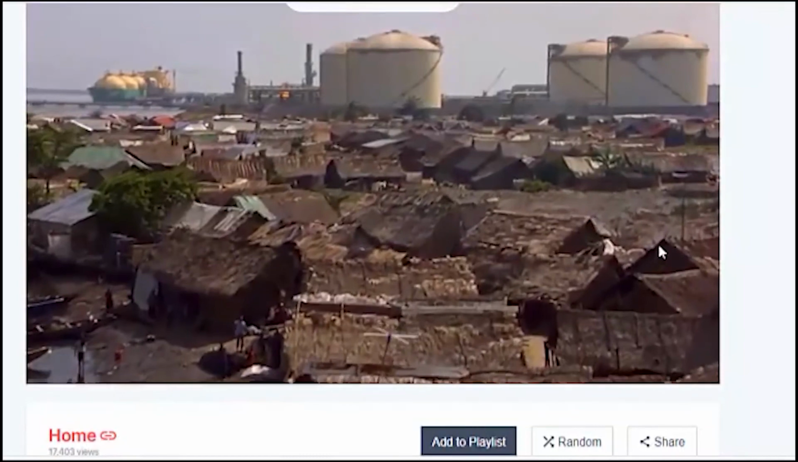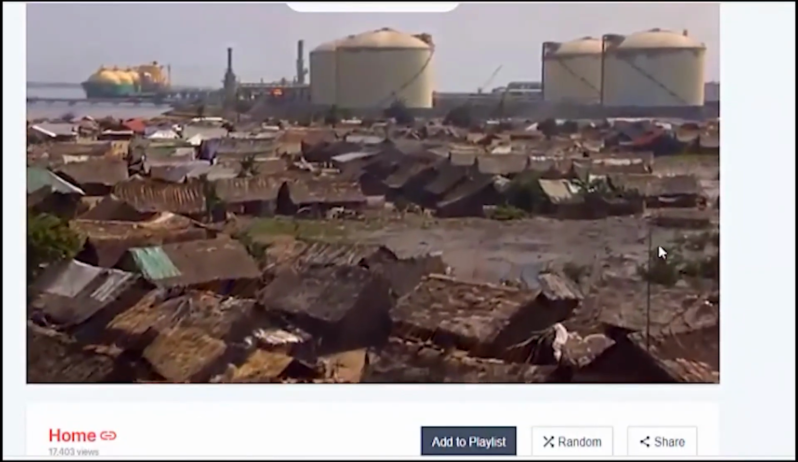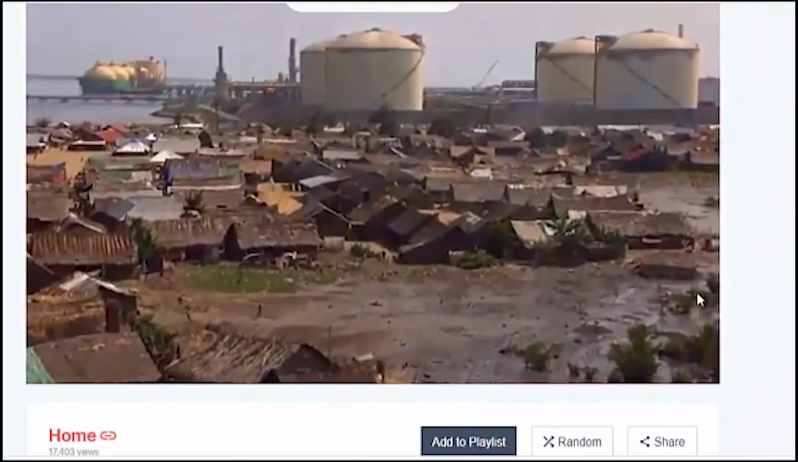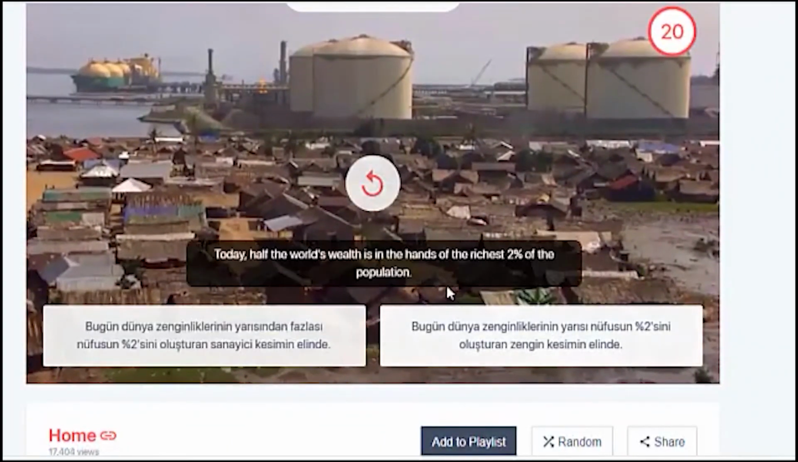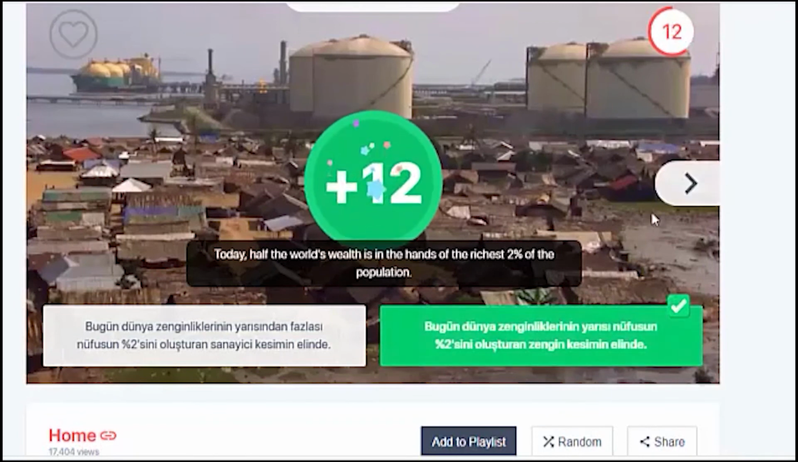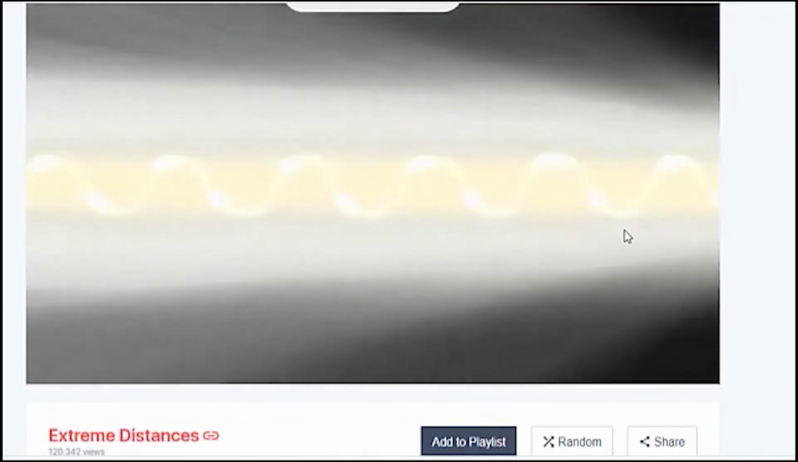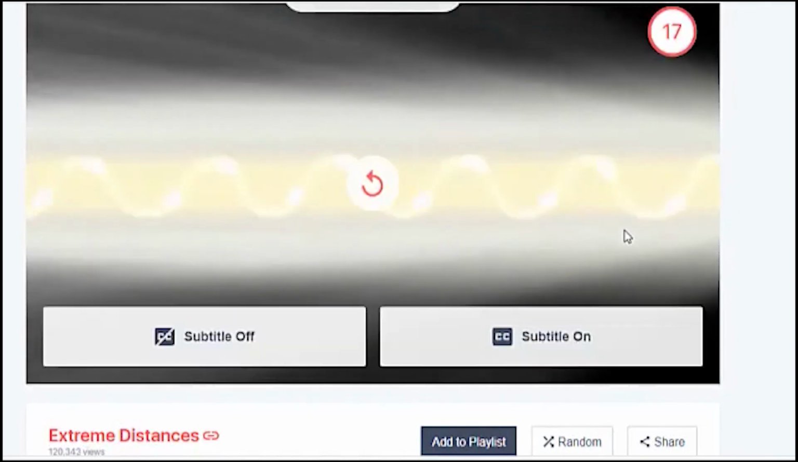Today, half the world's wealth is in the hands of the richest 2% of the population. Okay, we have rich, the richest. Light is the fastest thing we know. Okay, that's it for today.